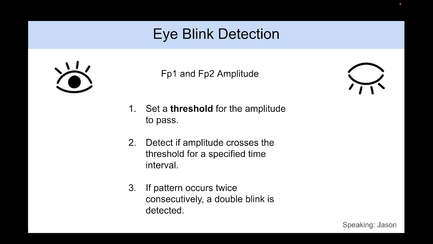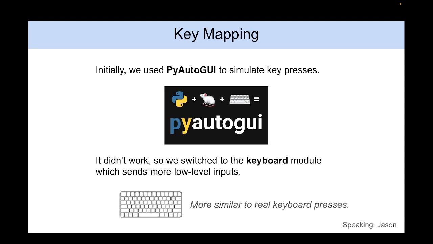Finally, detecting eye blinks was actually simpler than we anticipated. When testing, we found that eye blinks caused significant spikes in EEG amplitude for FP1 and FP2, so we simply needed to set a threshold and record if the absolute amplitude in the signals would cross this threshold consistently. The final step for our process was to map the predicted user actions to actual key presses. Initially, we used PyAutoGUI, but we switched to a reliable keyboard module for our final result.